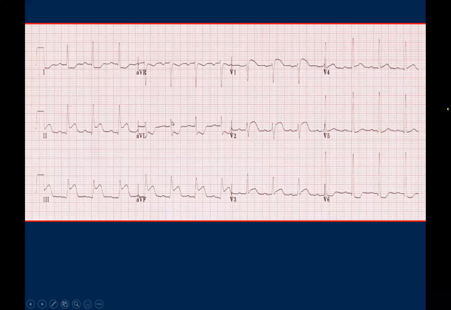And this is another example here of inferior MI, as you can see clearly, and the patient here is in sinus rhythm with a normal axis. But what you see here is ST segment elevation in V1, V2. So what could it be?